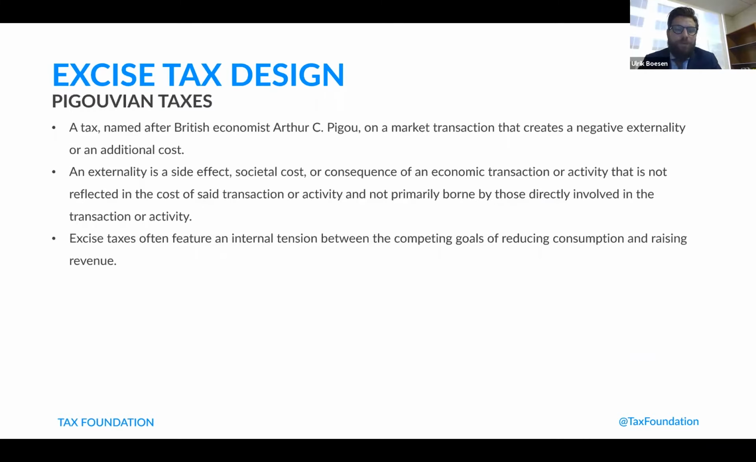As mentioned before, Pigouvian taxes are one way of looking at excise taxation, named after a British economist, Arthur C. Pigou. It's a tax on a market transaction that creates a negative externality or additional cost. So the idea is that the cost to the retailer, or what you're paying at retail, for instance, doesn't include this additional cost, this side effect that's related to consuming the good or a certain activity.